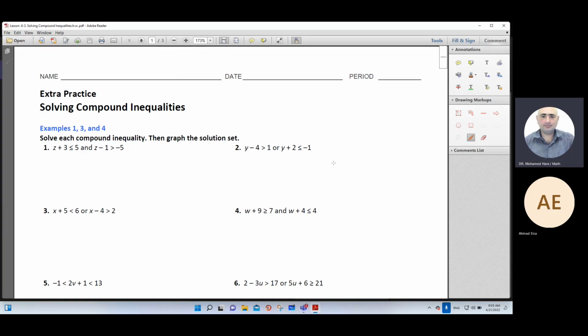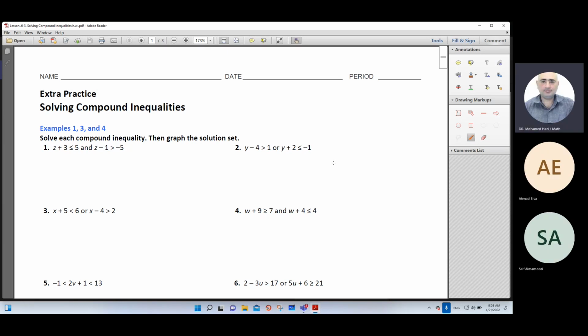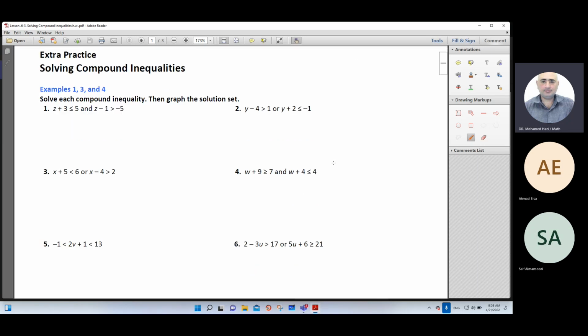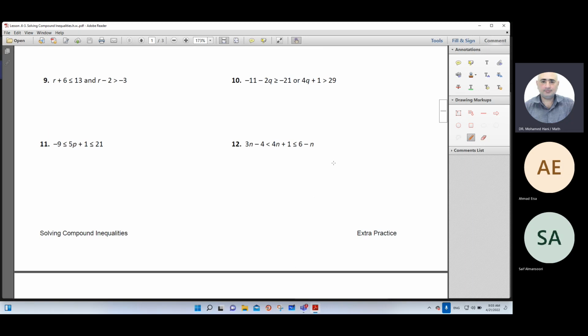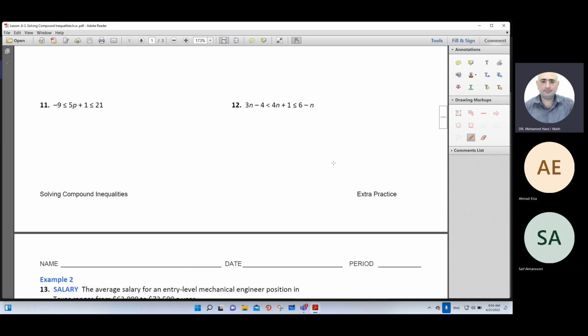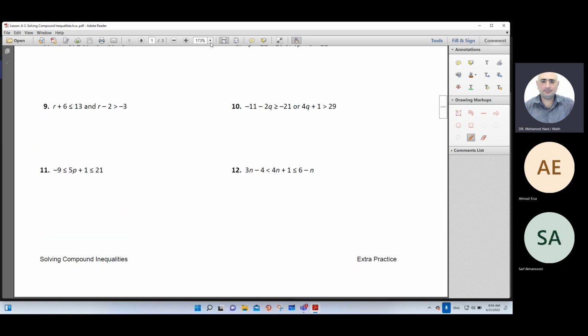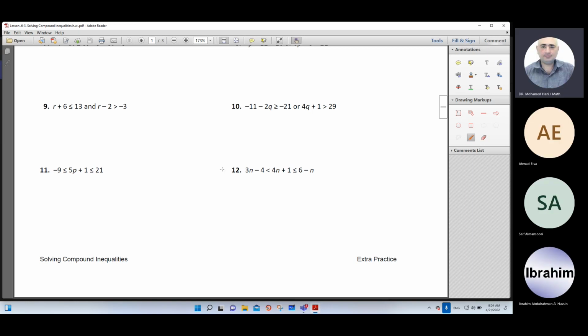Math grade 9 Algebra 1. We are in module 6 lesson 3, solving compound inequalities. Today we want to continue our work in this lesson. We want to continue the extra practice here. As you know, we solved from number 1 to number 11. Today we will continue from number 12. So I want all of you to try to solve it. You have 5 minutes.